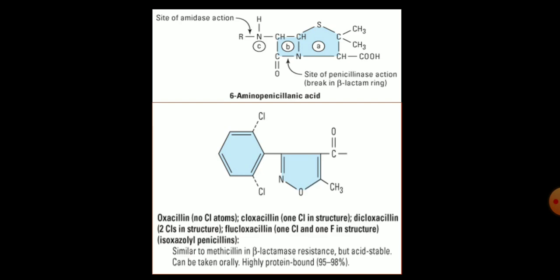Again, the mechanism of action is similar to that of the other penicillins. Whereas you see the structure of oxacillin, it has no chlorine atoms, whereas cloxacillin has one chlorine in structure. Dicloxacillin, two chlorines in structure. Flucloxacillin is basically one chlorine and one fluorine in structure. So basically the structural changes are making it resistant to that virulent enzyme, beta-lactamase.